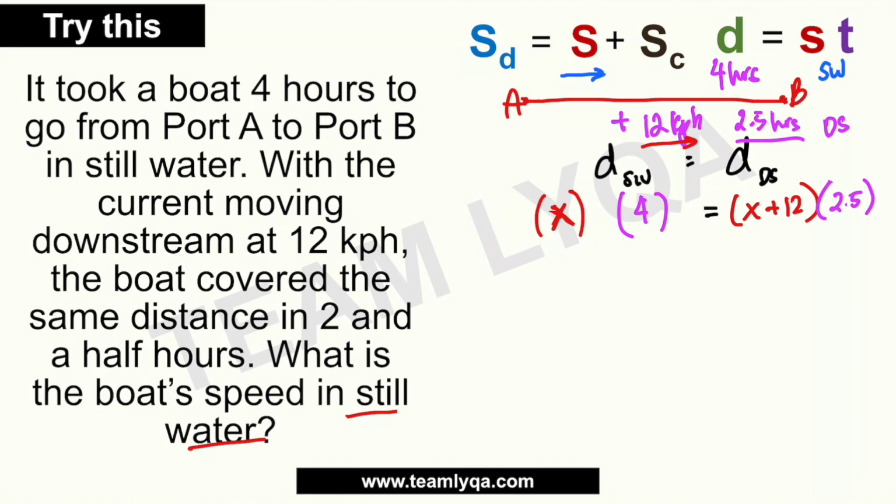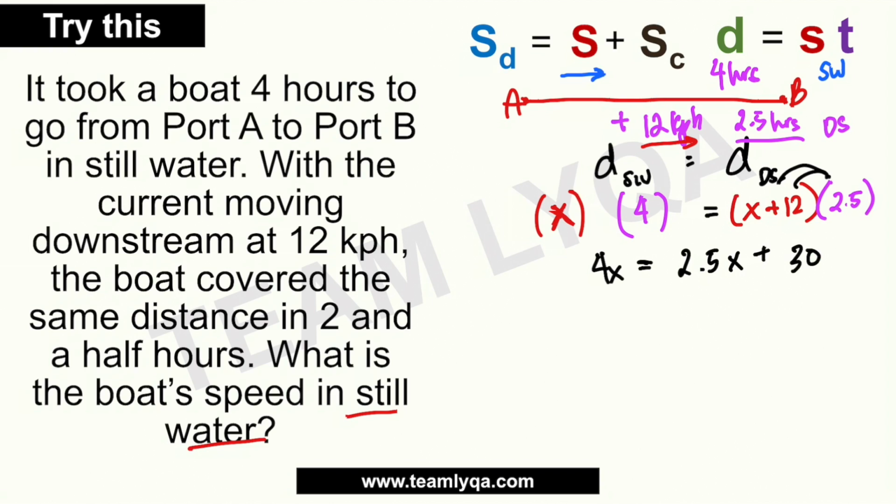Isosolve natin ito ngayon using yung rules ng equality. So here we have 4x, kasi kinumbine lang natin, equals, itong 2.5 ngayon, i-distribute ko siya. This will be 2.5x plus 12 times 2.5, you have 24 plus half of that is 30. Okay? Again, minultiply ko lang yung 12 sa 2.5.